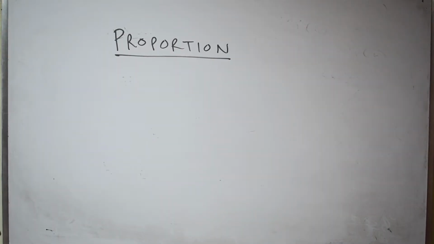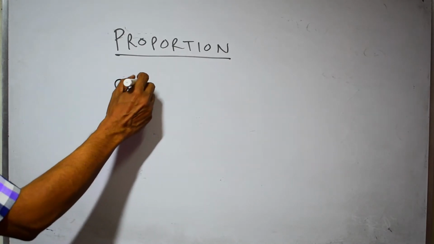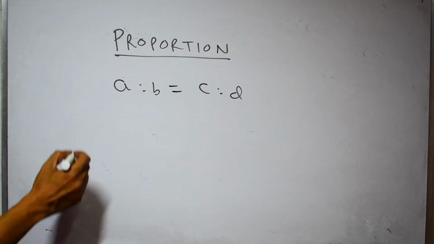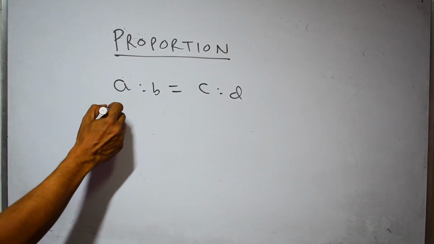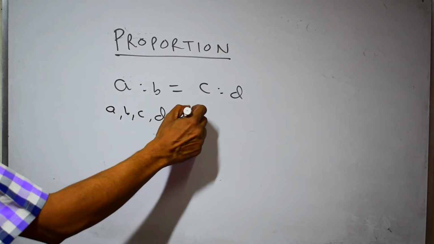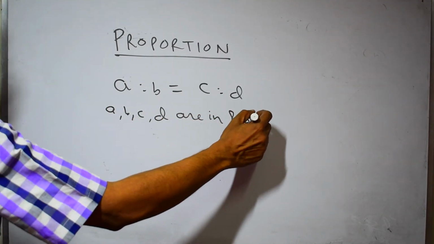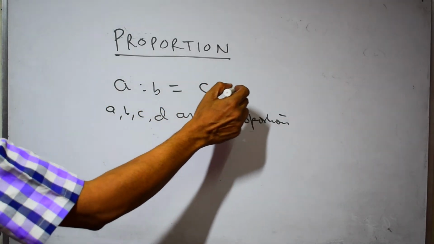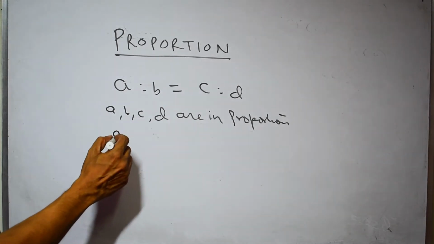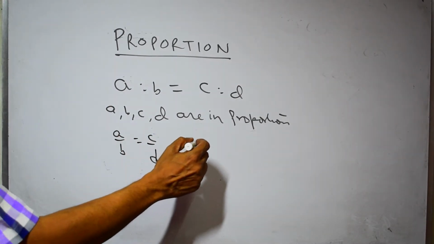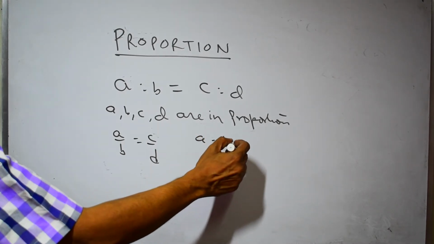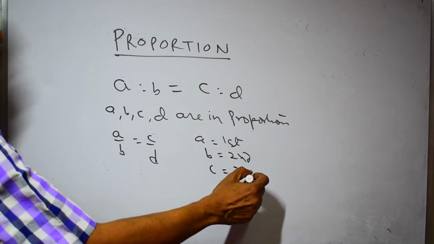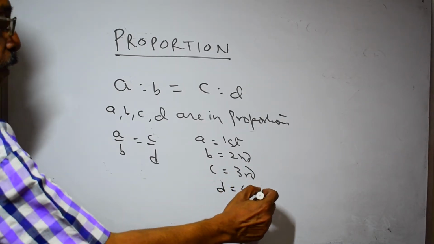The proportion is equality of two ratios, like a is to b, this is a ratio, and c is to d, another ratio. But if they are equal, then we say a, b, c, d are in proportion. This idea comes from the idea that the a is to b ratio will be same as the c is to d ratio. So we can say a by b is equal to c by d. We also consider a as first proportion, b as second proportion, c as third proportion, and d as fourth proportion. So we have four numbers.